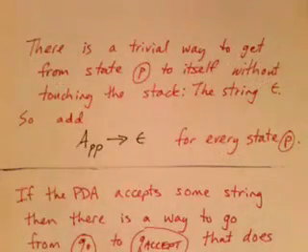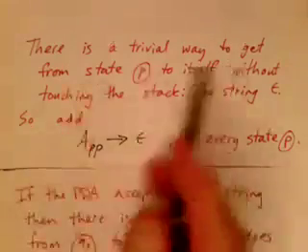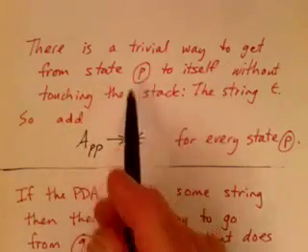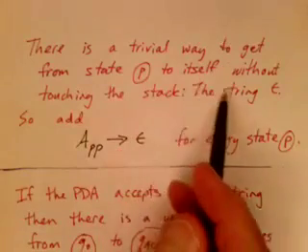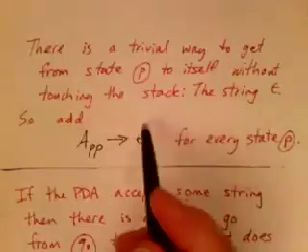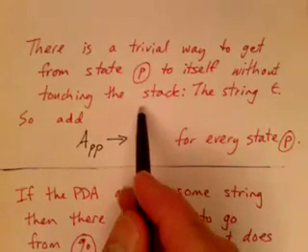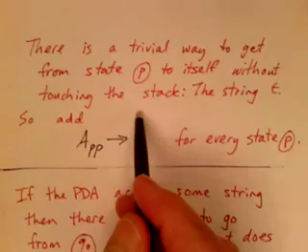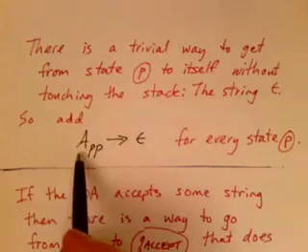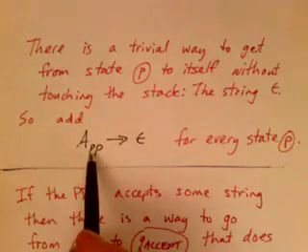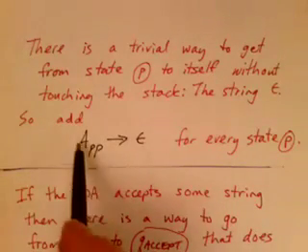Finally, we have a couple of bookkeeping details to take care of. There's a trivial way to get from any state to itself without touching the stack, namely the string epsilon. That will take our pushdown automaton from a state P to that very same state without pushing or popping the stack. So we need to add a rule to our grammar for every state P that looks like this.